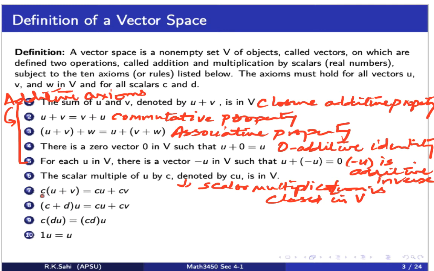Okay, now the 7th. When you multiply C to the sum of any 2 terms in the non-empty set capital V, then C can be distributed inside these 2 terms. So it's C times u plus C times v. Or if you have another scalar, say D, then C plus D times u is the same as Cu plus Du. Now this small v is a vector. The capital V, remember, is our non-empty set. So these 7 and 8 are called the distributive property.